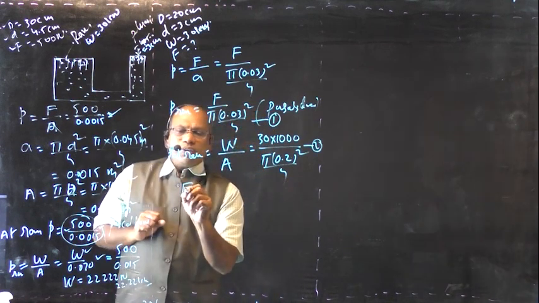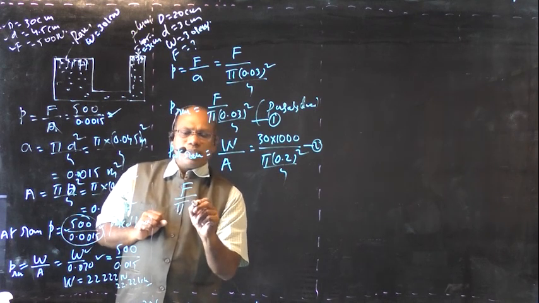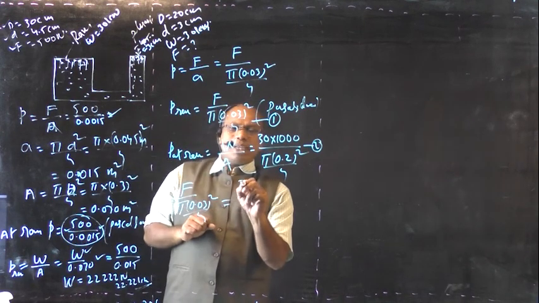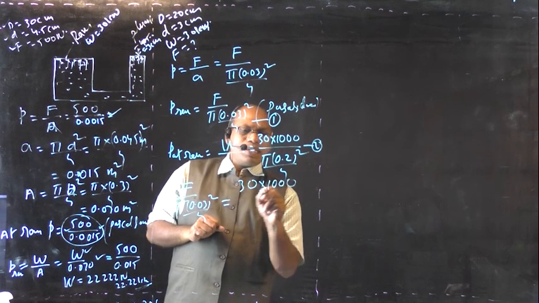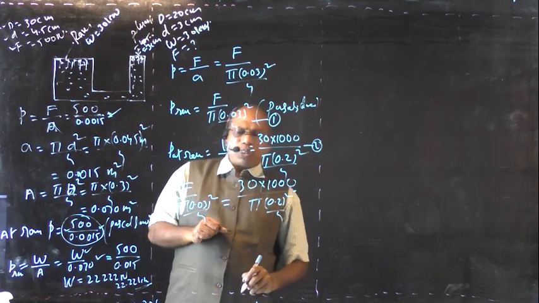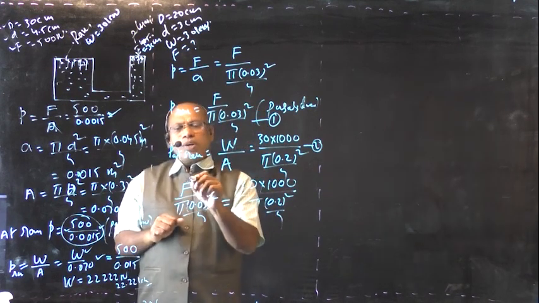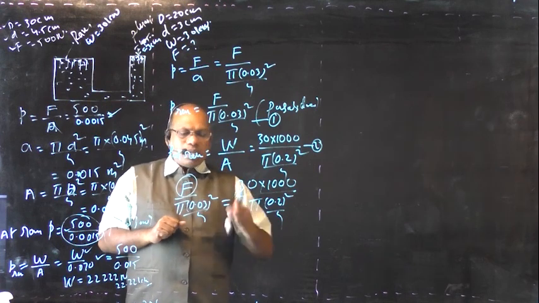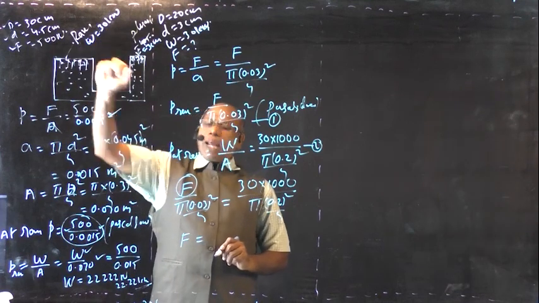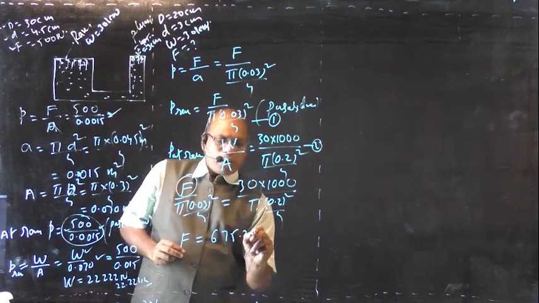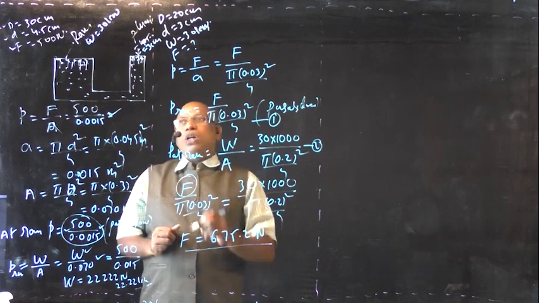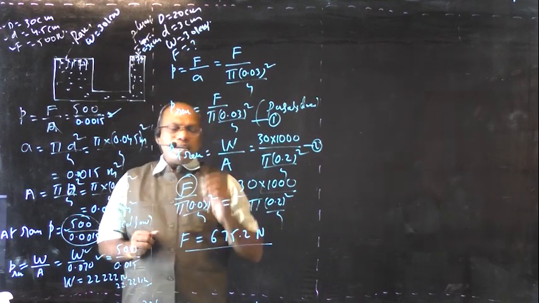Therefore, F divided by pi into 0.03 square divided by 4 is equal to weight 30 into 1000 divided by pi into 0.2 square divided by 4. In this equation, the only unknown is F, all others are known parameters. Therefore, the force required at the plunger to lift the 30 kilonewtons force at the ram is 675.2 newtons. This is the force required at the plunger to lift the 30 kilonewtons weight at the ram.